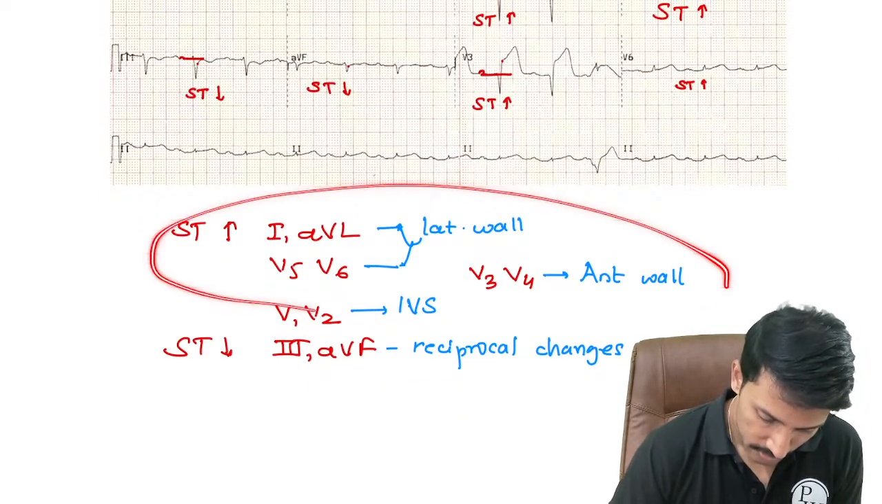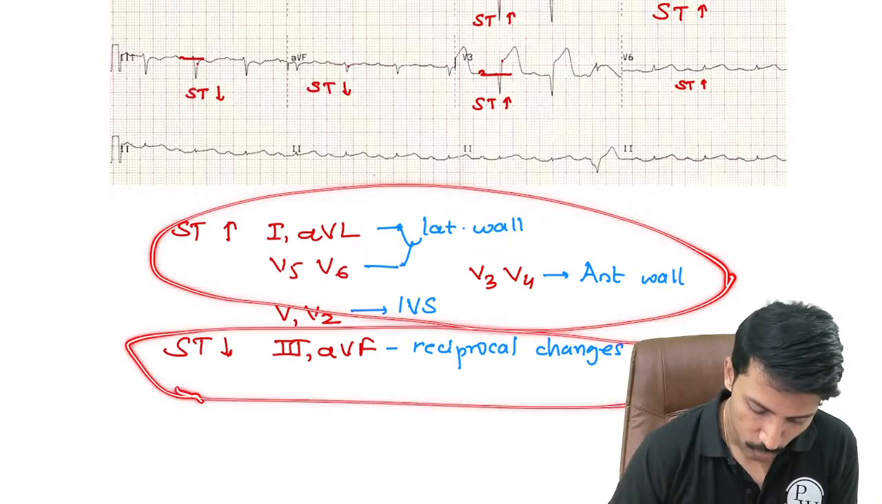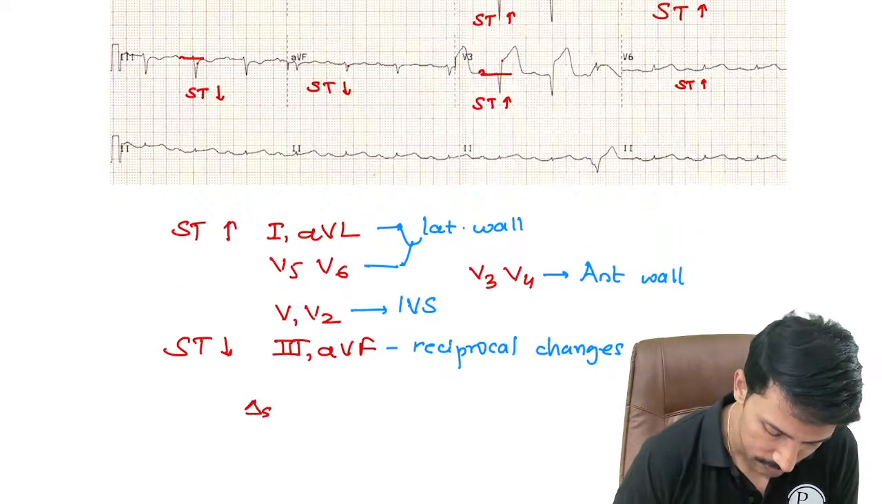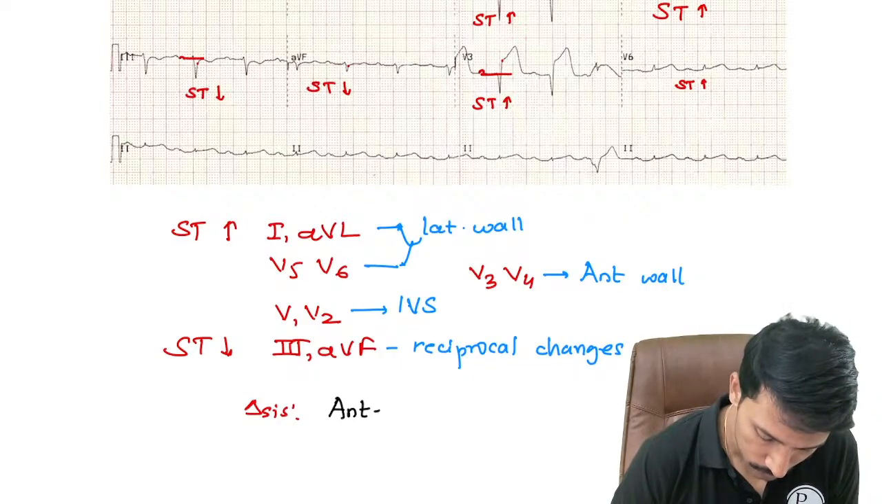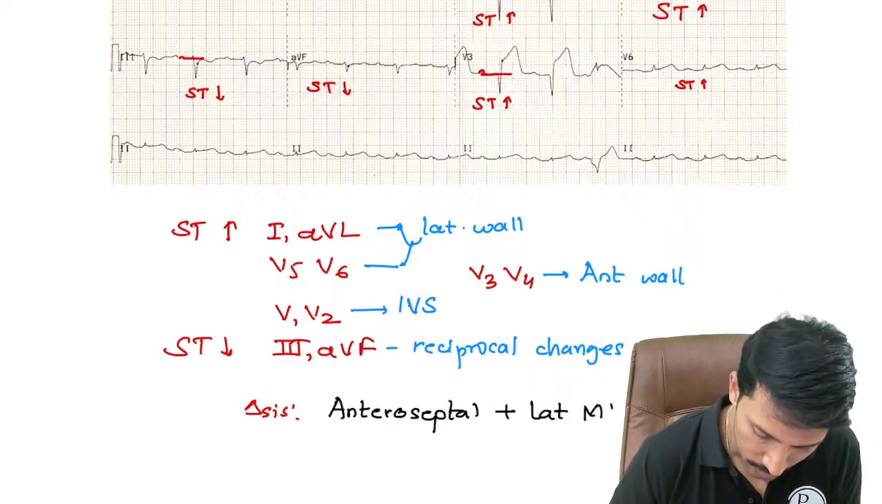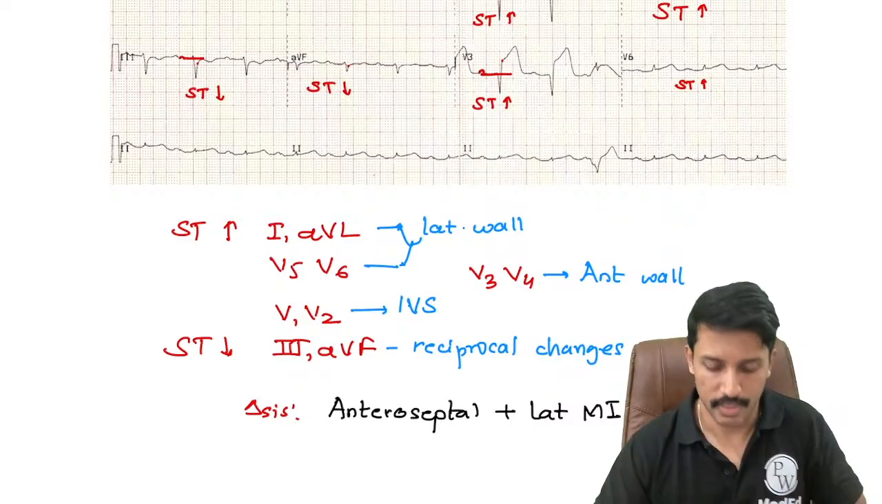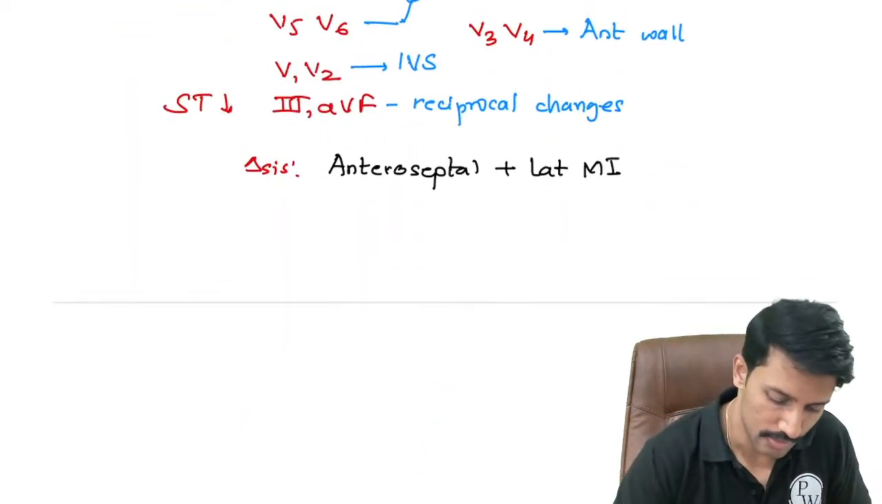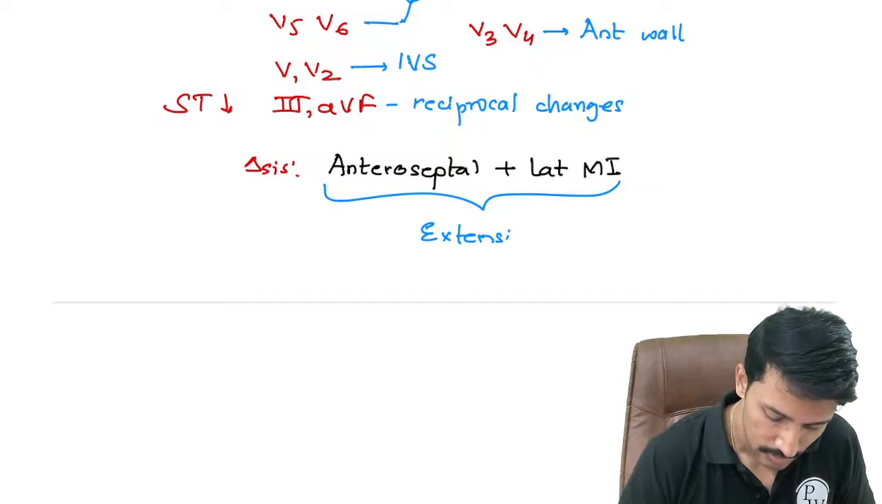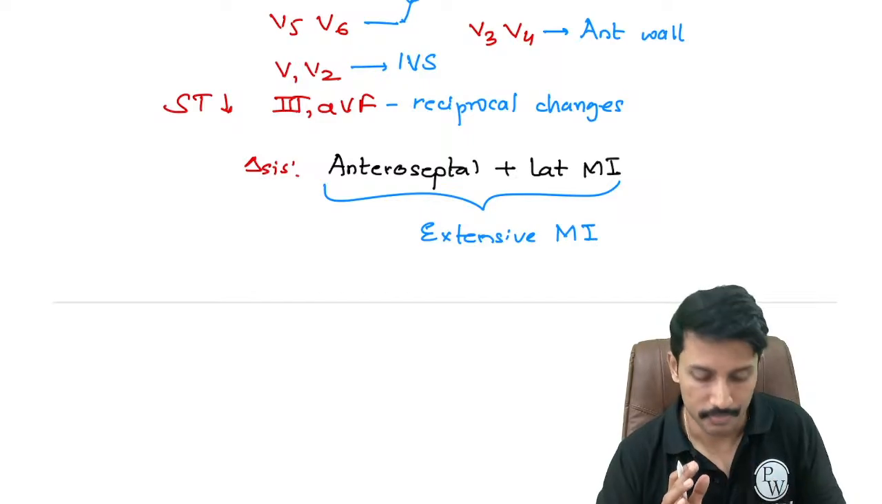So these are all the primarily affected structures, and these are the reciprocal changes. So where is the MI here? I can call it as patient having anteroseptal plus lateral wall MI, or what we call as extensive MI, right? Because the anterior wall is affected, the lateral wall is affected, and the interventricular septum is also affected.